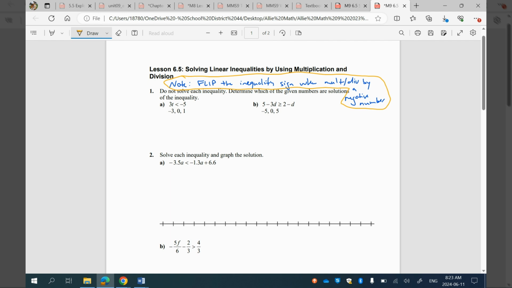So do not solve each inequality. Determine which of the given numbers are solutions of the inequality. So what it wants us to do is just substitute. It's saying, does 3 satisfy this inequality? Does it make it true?